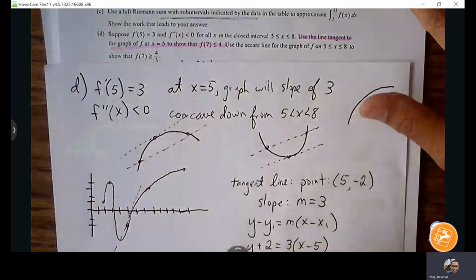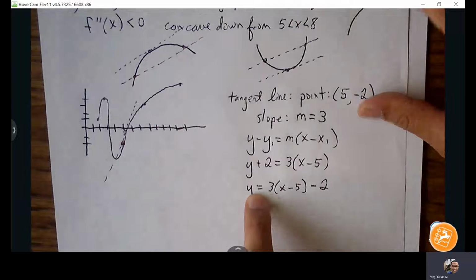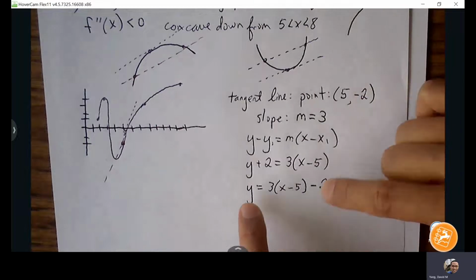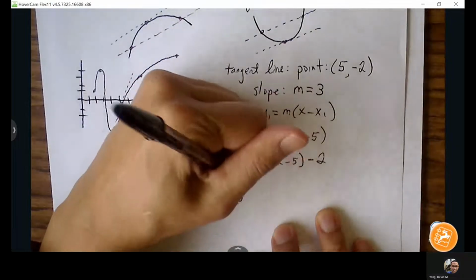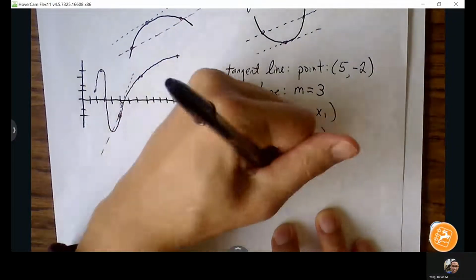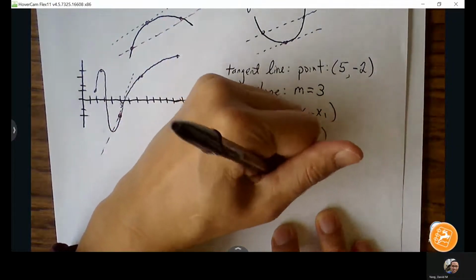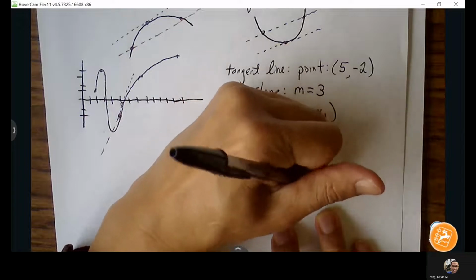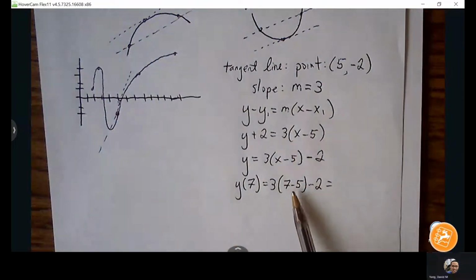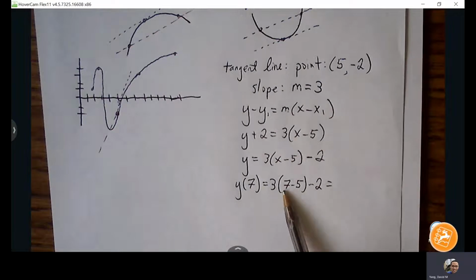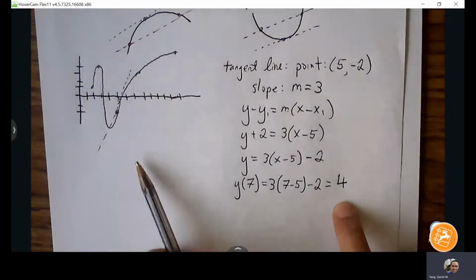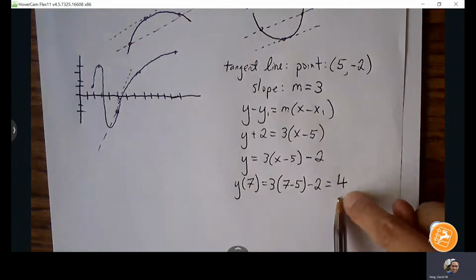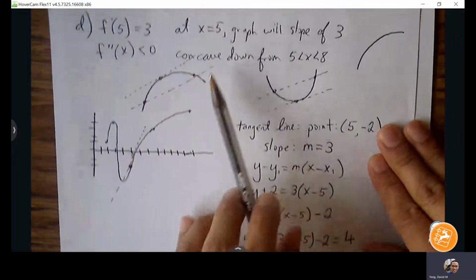Okay. Well, let's plug 7 into the tangent line and just see what we're working with, right? So what's the tangent line going to give us at 7? So 7 minus 5 is 2, 2 times 3 is 6, 6 minus 2 is 4. So our tangent line is giving us a y value of 4.